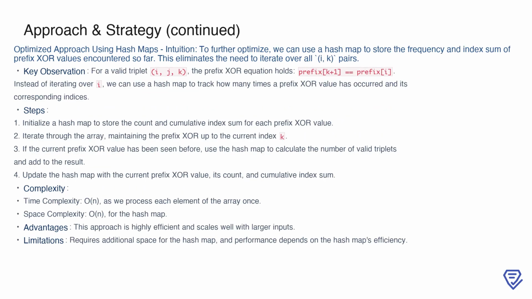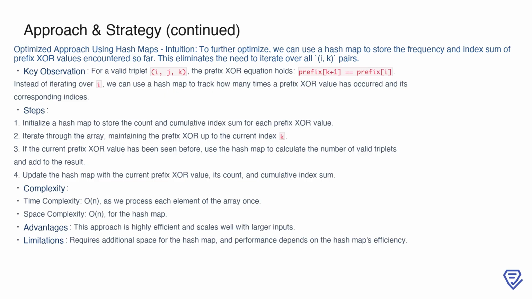To further optimize, we can use a hash map to eliminate the need to explicitly iterate over all i, k pairs. This approach builds on the prefix XOR observation but uses a hash map to track the frequency and cumulative index sum of prefix XOR values encountered so far. The idea is that for a valid triplet i, j, k, the condition prefix[k+1] equals prefix[i] must hold. Instead of iterating through all possible i, we leverage the hash map to instantly determine how many times the current prefix XOR value has been seen before, along with the cumulative indices where it occurred.